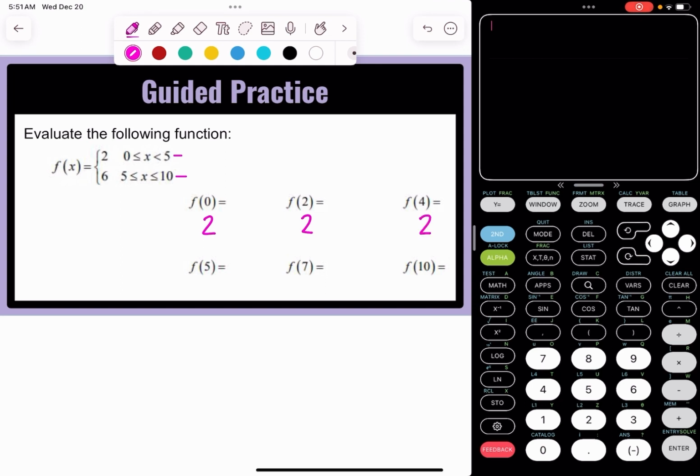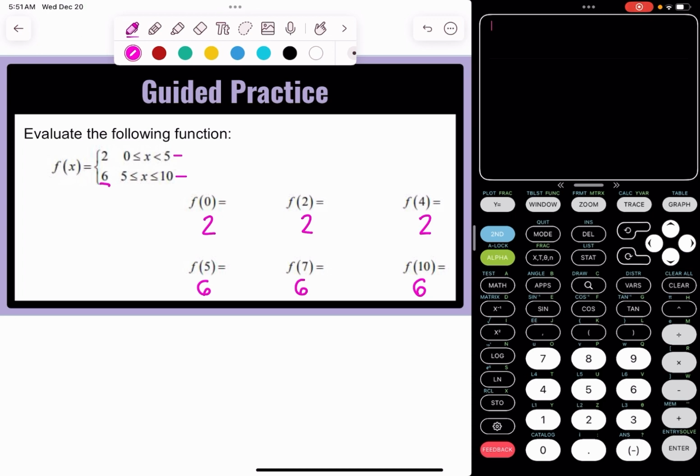5 is not in between 0 and 5 because the 5 is not included. But 5 is in between the 5 and 10 since the 5 is included. So that would be 6. 7 is in between 5 and 10, so it's 6. And 10 is in between 5 and 10 since the 10 was included, so that is 6. That is how we could evaluate a piecewise function.